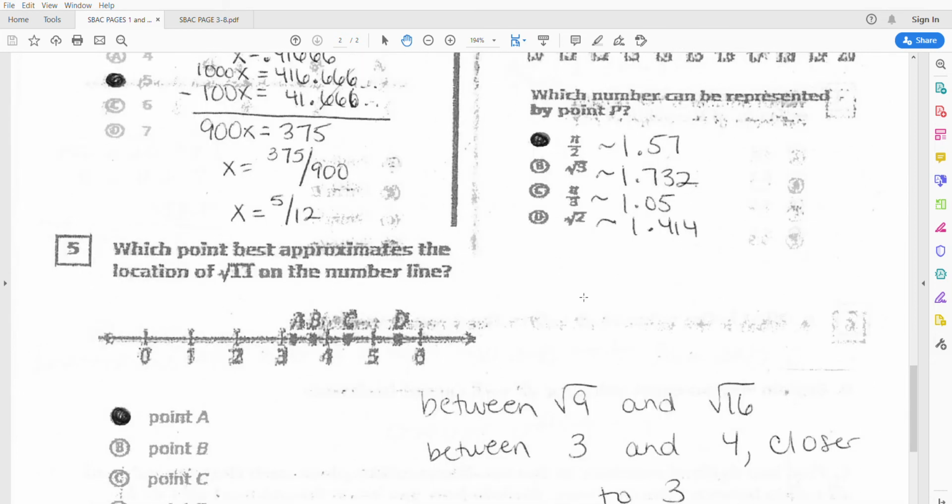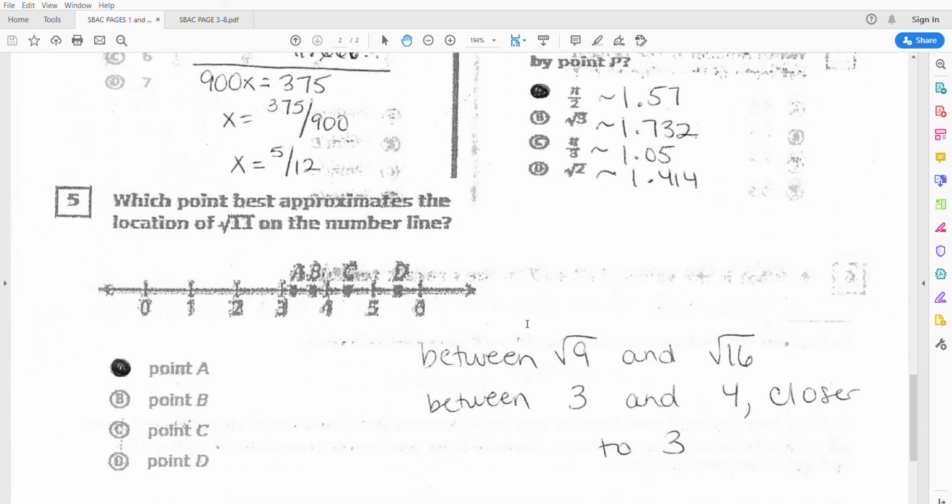Number 5. Which point best approximates the location of the square root of 11 on the number line? So it's between the square root of 9 and the square root of 16, between 3 and 4, but closer to 3. 11 is much closer to 9 than it is to 16. Therefore, A is the best choice.